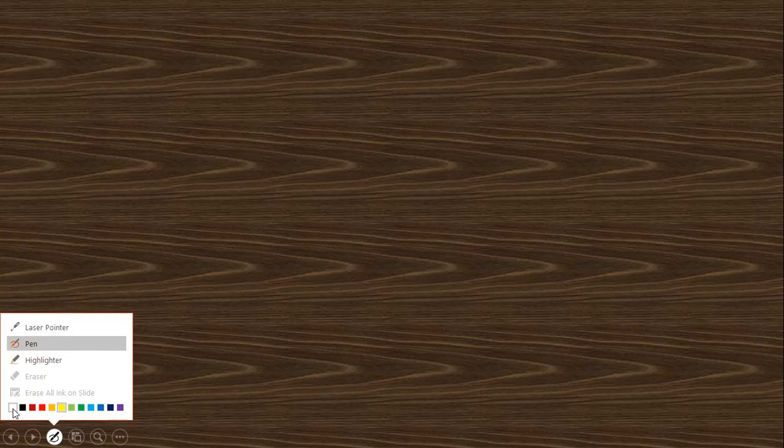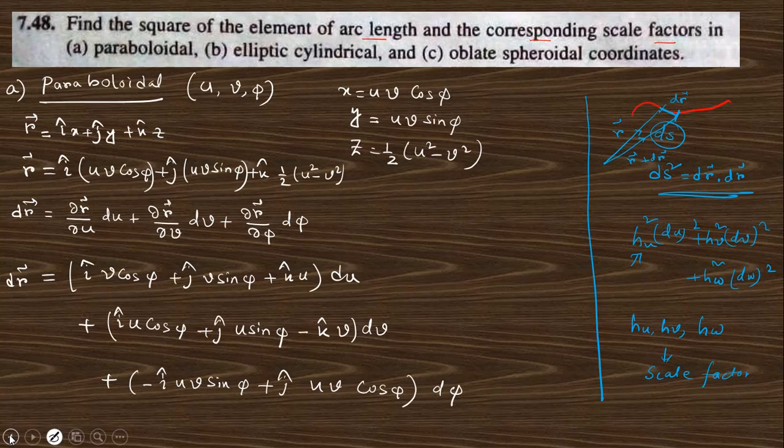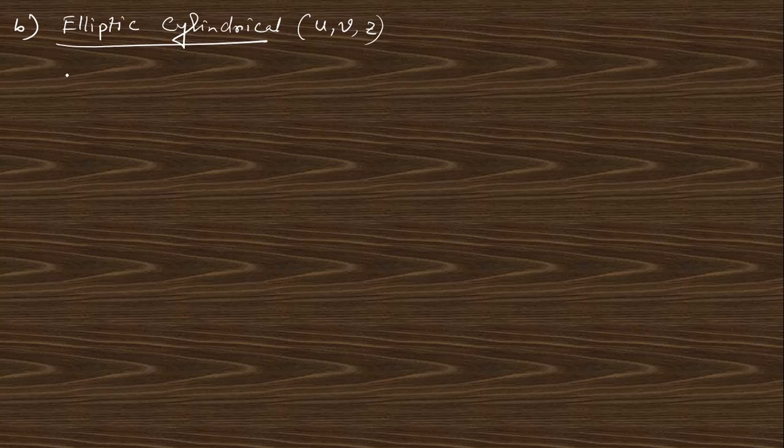Let's go to the next one. Next one was the elliptic cylindrical coordinates. This was taken as u, v and z. The equation was x equals a cos hyperbolic u cos v, y is a sin hyperbolic u sin v, and z equals z.